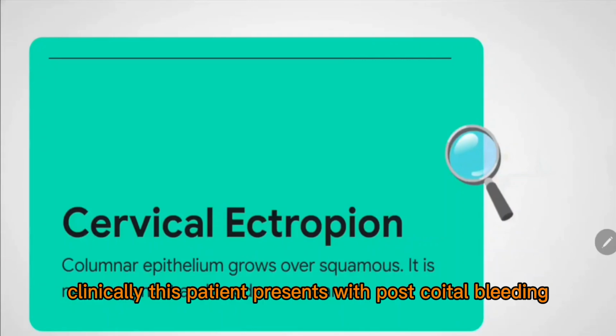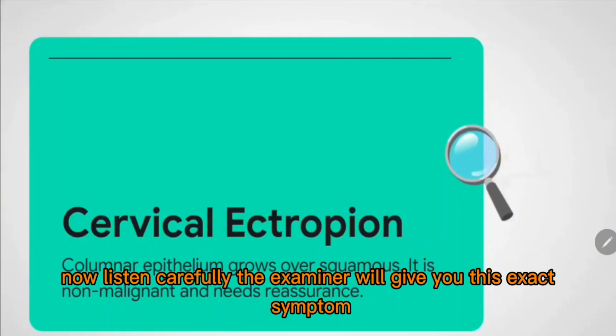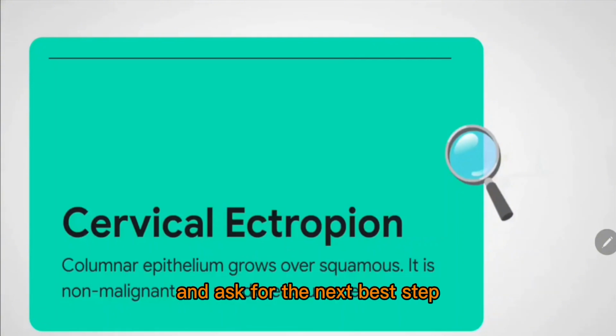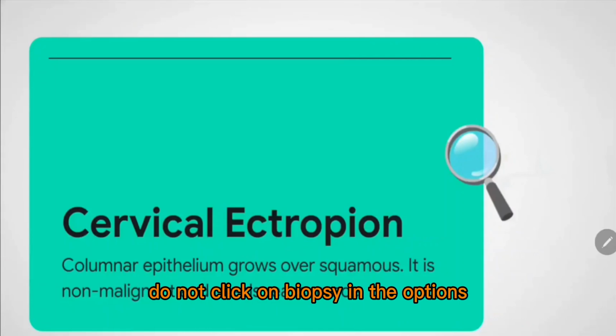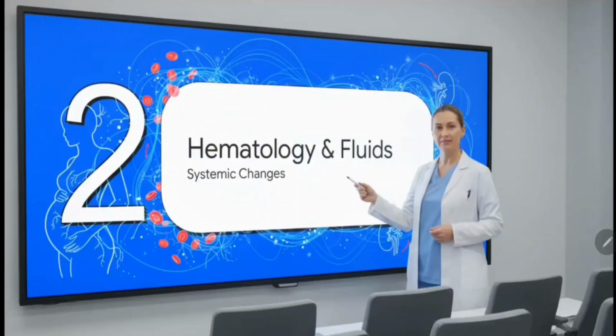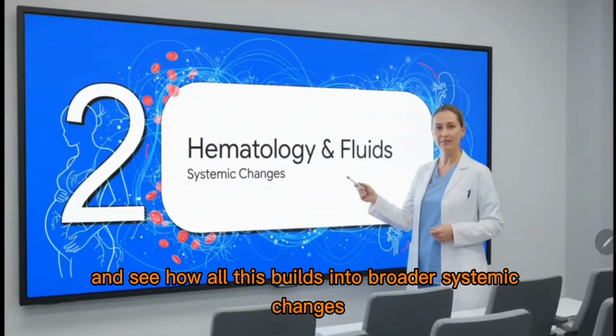Clinically, this patient presents with post-coital bleeding. Now listen carefully, the examiner will give you this exact symptom and ask for the next best step. The trick here? It is absolutely not premalignant. Do not click on biopsy in the options. No biopsy needed, just reassurance. Let's move into Section 2 and see how all this builds into broader systemic changes.